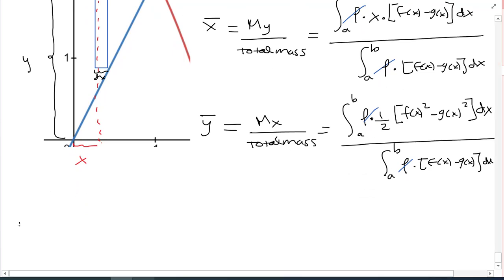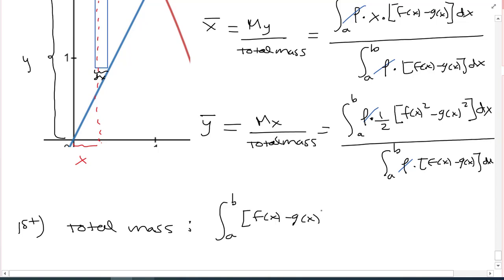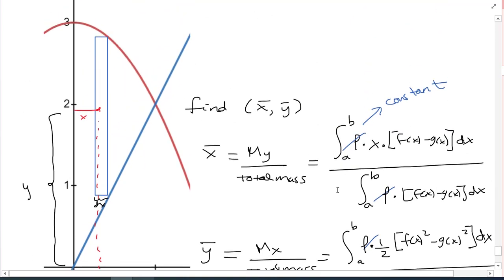So one of the first things that I usually do is find what the total mass is. Because density is constant, I don't need it. So the total mass is the integral from a to b of just the top minus bottom, just as we did finding the area between two curves at the beginning of the semester. Okay, so I need to set up this integral for this region.